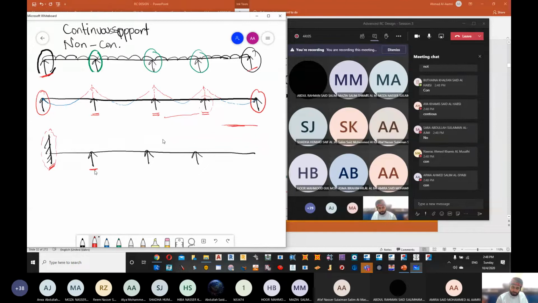See, just to keep it simple, if you have a simply supported at the end, it means it's not connected to something else. If you have it to be fixed, the fixed itself is showing some connectivity. So this is to be continuous, this one to be continuous, this one to be continuous. Are we fine?